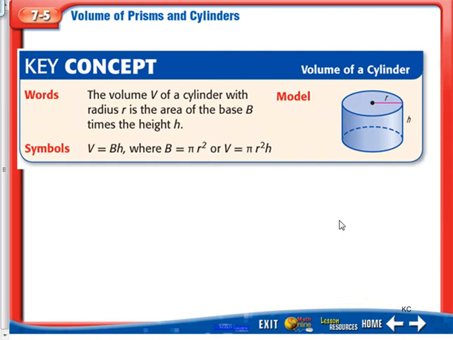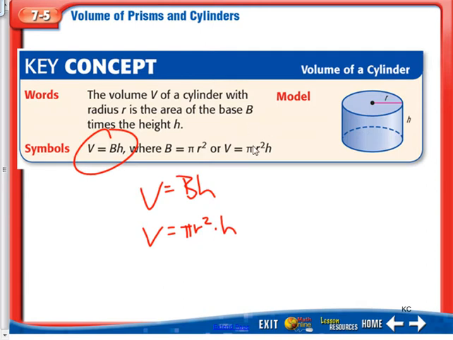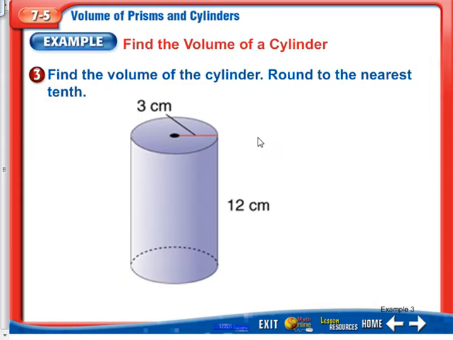All right, so now when we're dealing with a cylinder, we're going to use the same formula again. Volume equals area of the base times the height, except the area of the base formula is a circle, so it's pi r squared times the height. So pi r squared h is actually the formula for volume of a cylinder. So let's try this one out.